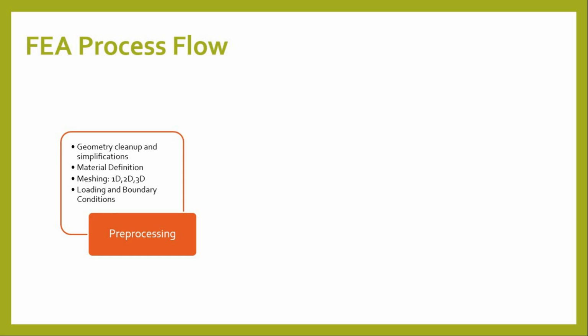Now we will discuss the FEA process flow. As all of us know, FEA is one of the methods to solve engineering problems, but what are the processes involved in this? So the first process is your pre-processing, where there is geometry cleanup, simplifications, material definitions, meshing 1D, 2D, 3D, loading and boundary conditions. So the first phase is where you need to create your FEA model for the solution. That is called pre-processing.